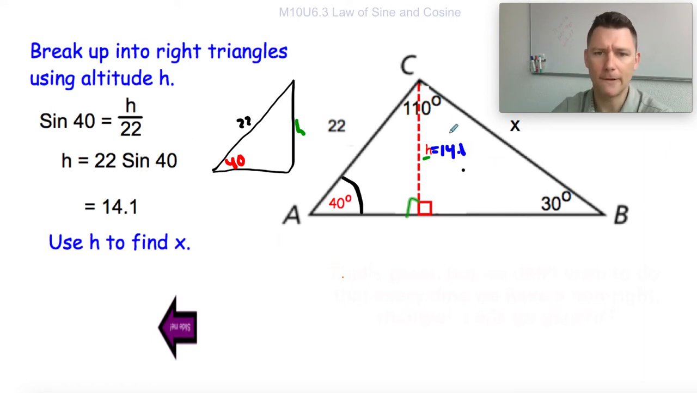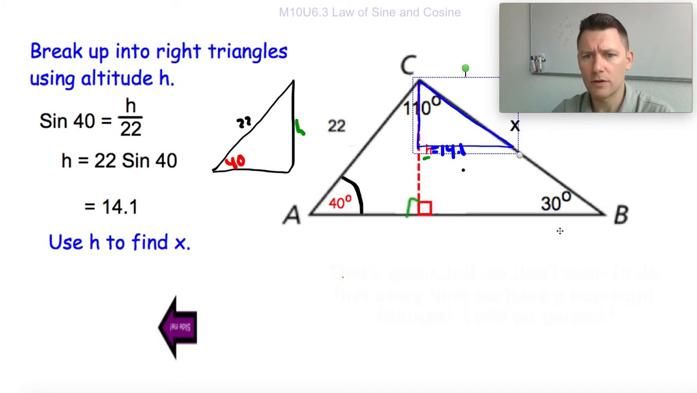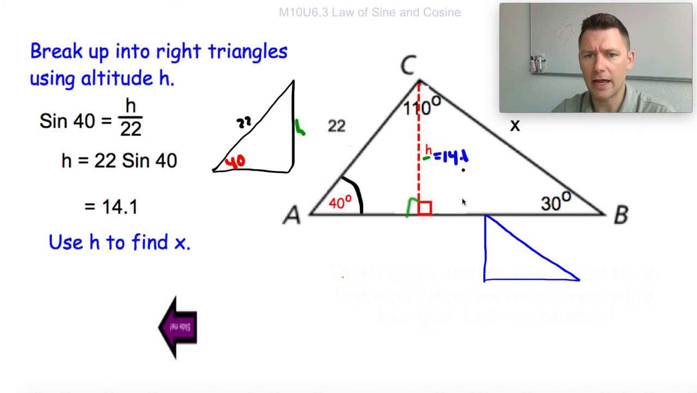Fine, right? Now we've got this other triangle. And if we know that other triangle, now we can use this triangle, break it apart and say, hey, I know that this side is 14.1, and we know that this angle is 30.